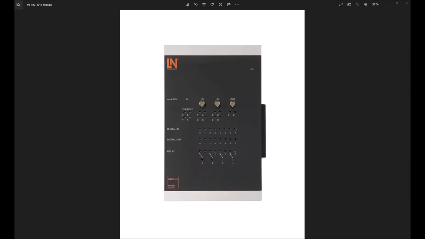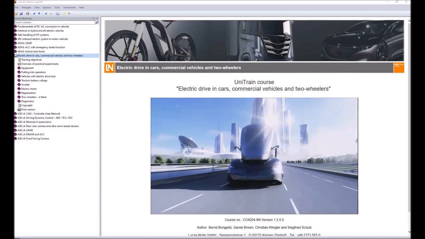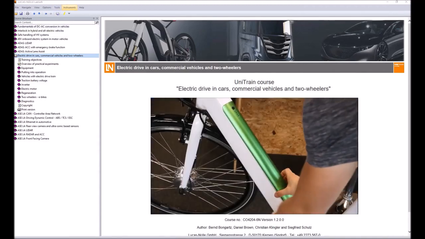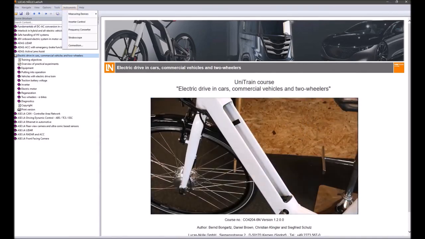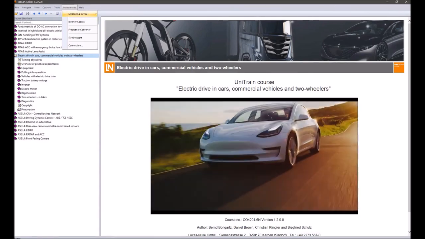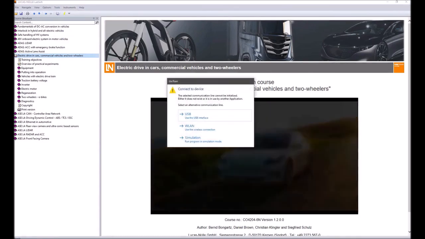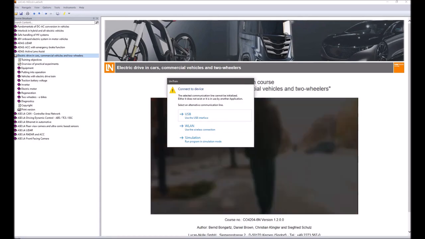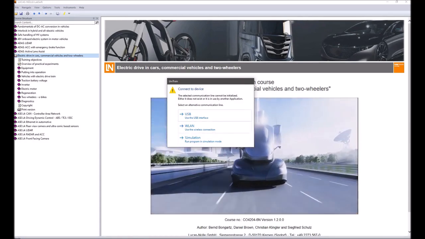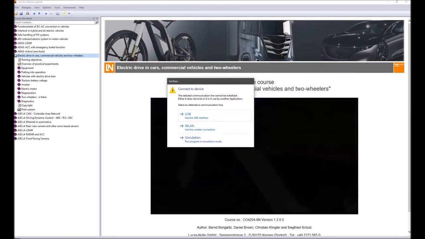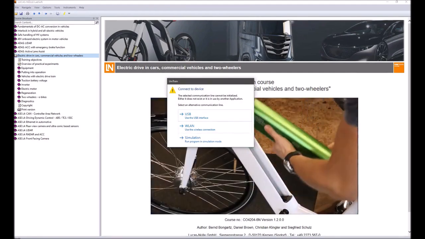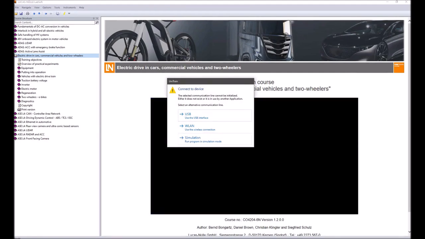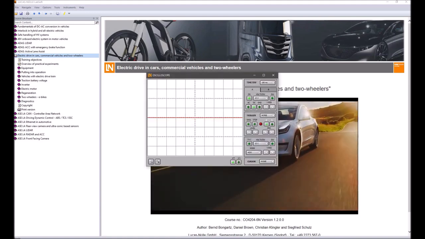So now let's have a look at the oscilloscope in the LabSoft course. It doesn't matter which course we are using for that, basically we'll find it in any course. So we go to instruments, measuring device, oscilloscope. Then it asks us, for example, to connect to the device. You have three different possibilities: USB, wireless Wi-Fi and simulation. As I don't have a device connected right now, we just use the simulation mode.